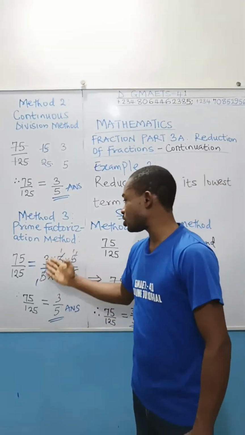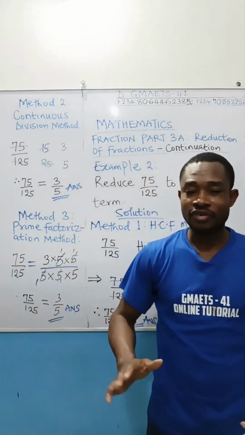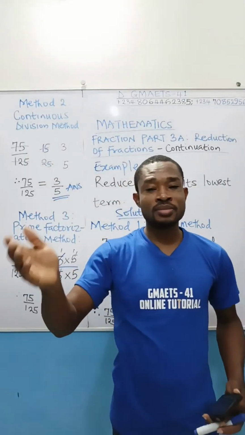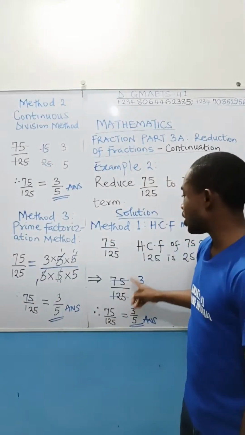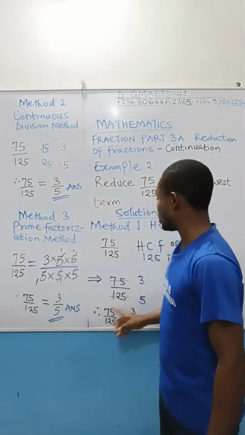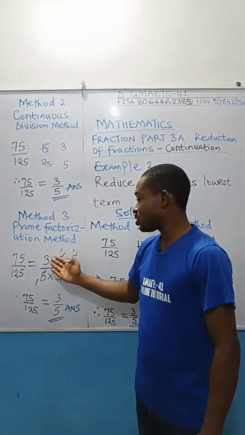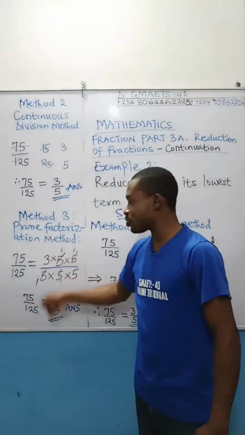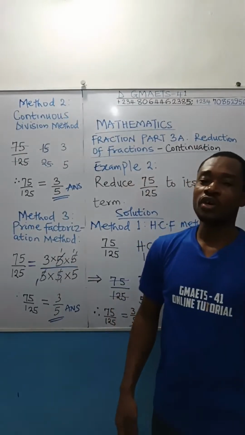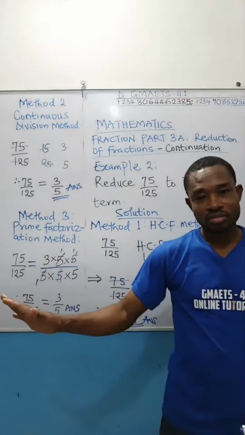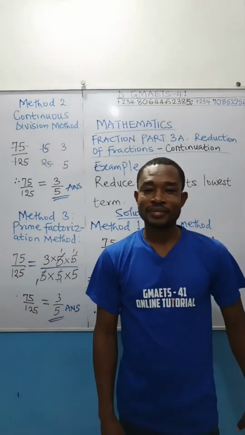This prime factorization method, well, learn it for what it is. But personally, when it comes to solving problems, exam questions, please use either method 1 or method 2, the HCF method or the continuous division method. Except your teacher tells you to use prime factorization to reduce a fraction, then you can use this method 3. Otherwise, just learn it and let it just be there.